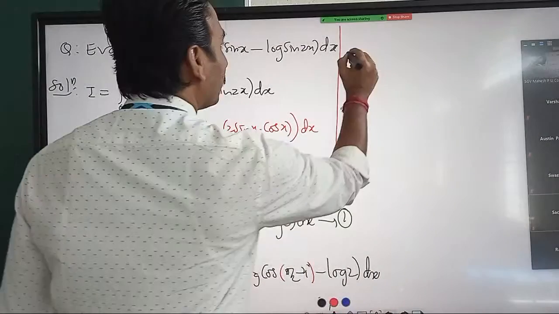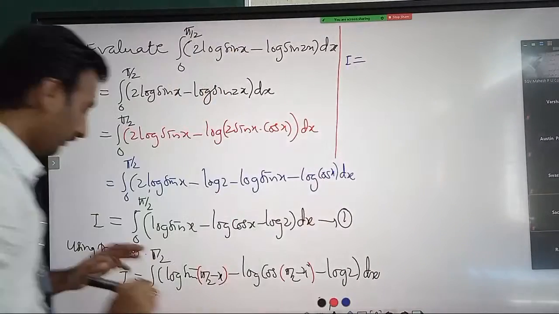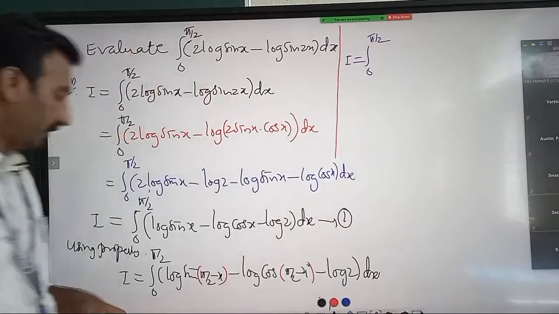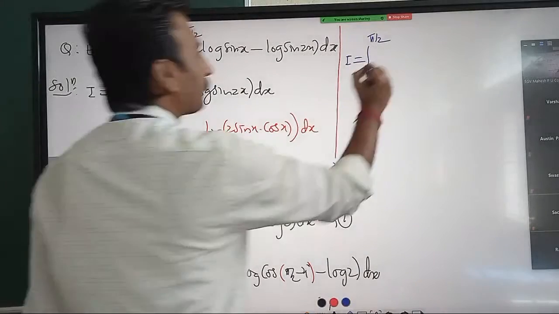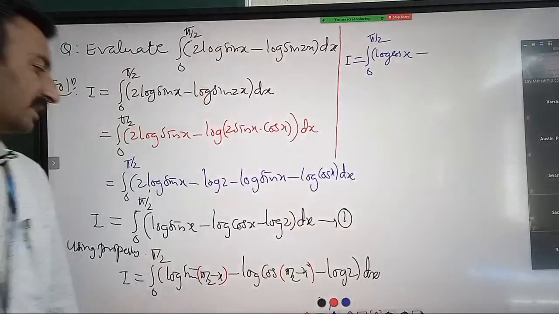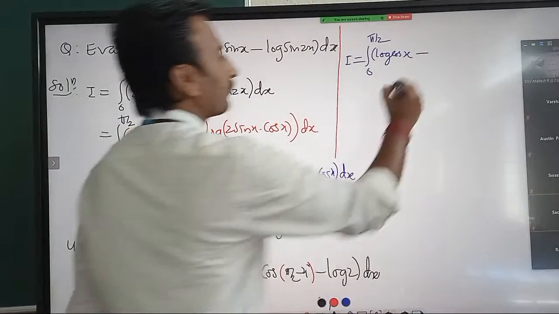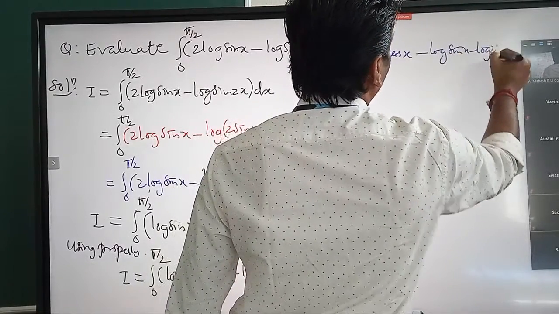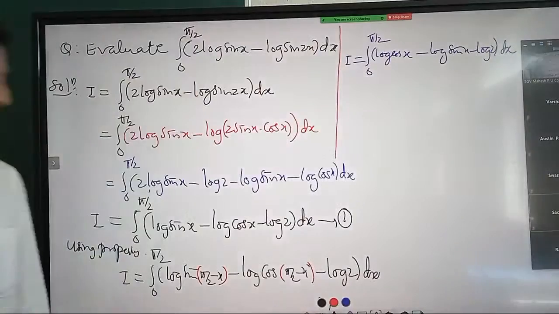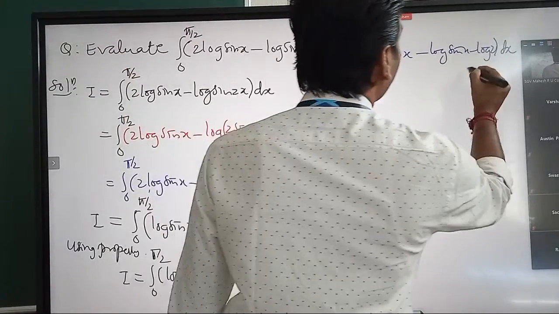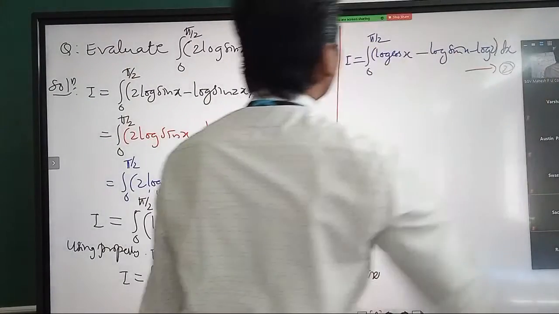I can write it as I equal to integral from 0 to pi by 2 of log of cos x minus log of sin x minus log 2 dx. Correct? Now I call this equation number 2. This is what we do. We call it equation number 2.